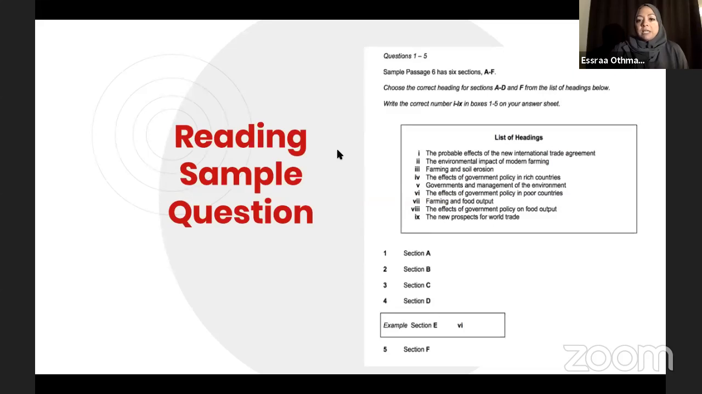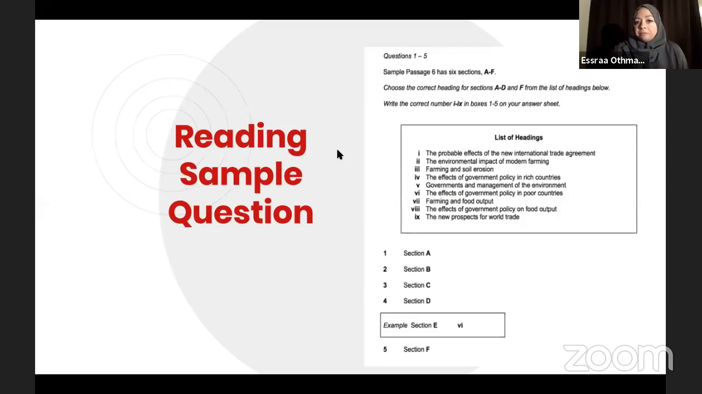Okay. Now, when it comes to a reading sample question, in reading you will usually find the article divided into segments or paragraphs, and each paragraph will be numbered either by numbers or letters. The most common type of question in the reading section is matching headings, and this is the one that I'm showing. It's a list of 10 headings, and you have 6 or 7 paragraphs, and you are going to match the heading that is suitable for each paragraph.